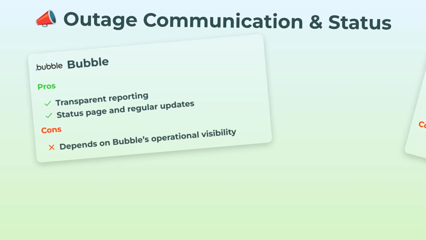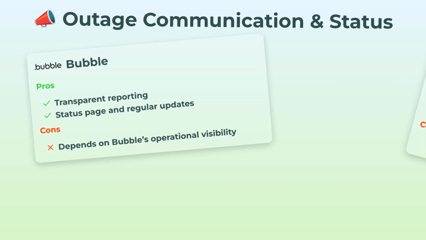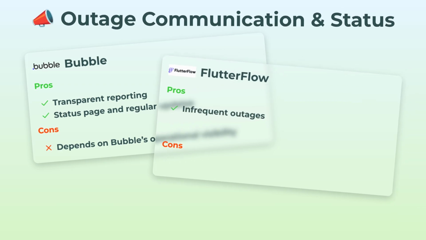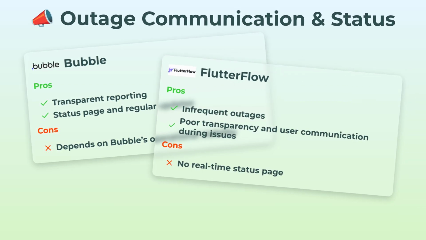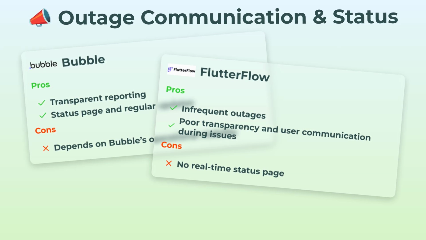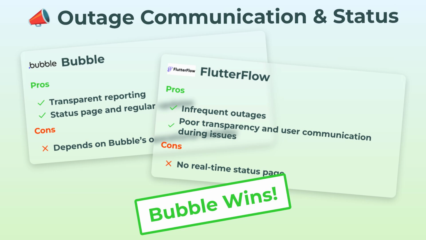And finally, outage communication and status. Bubble actually does a pretty good job here. They keep users in the loop, regular updates, dedicated status page, just what you want when things go sideways. FlutterFlow. Outages are pretty rare, but honestly, if something does break, their communication feels more like a guessing game than a status feed. No real-time page, no clear updates. So for peace of mind, Bubble is the more transparent pick.